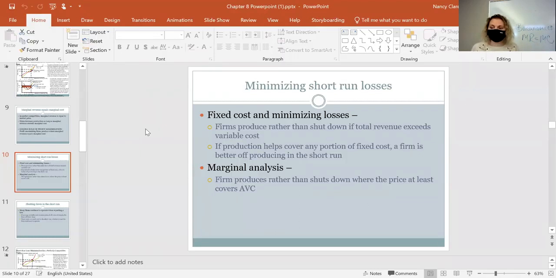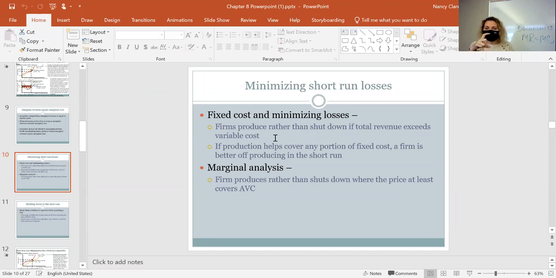So fixed costs and minimizing losses. Fixed costs is the number one factor in trying to decide whether you should continue to operate in the short run or not, whether you should continue to experience those losses or not. It depends on how high your fixed costs are and whether you can get any of them covered or not, okay? Firms produce rather than shut down if total revenue exceeds variable cost. So if you're experiencing losses, what is the factor that would determine whether you should just shut down or continue to operate with those losses? Well, it's this thing right here.